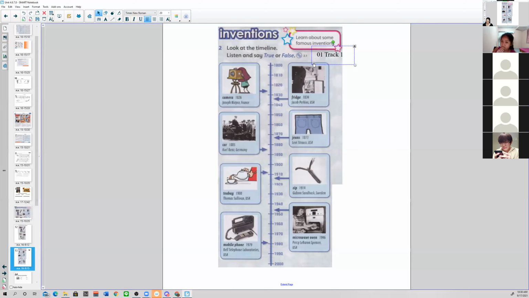Who invented the microwave oven? Percy LeBaron Spencer. True or false? True. Where was the tea bag invented? In Sweden. False, because it was invented in the USA, right? When was the fridge invented? In 1834. True. Yes, true. Not easy for the fridge, right? Back in the day, they had to store everything in a box with ice. And I think that's a lot of work to do.